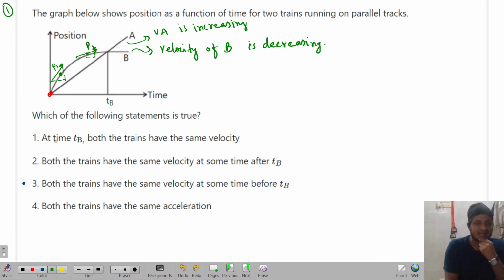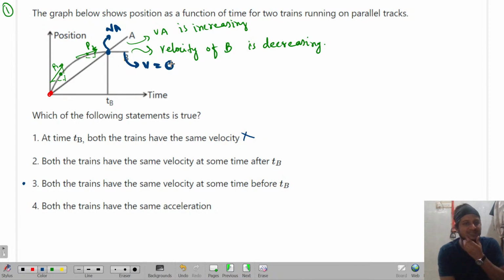First important thing, let us go to option number 1. At time TB, both the trains have similar velocity. Answer is no. Look over here, at time TB, the distance for B is getting constant. That means for B velocity approaches 0 over here at time TB. For A, it is a positive value. So option A is incorrect, because A is having a velocity while B is having 0 velocity at point TB.